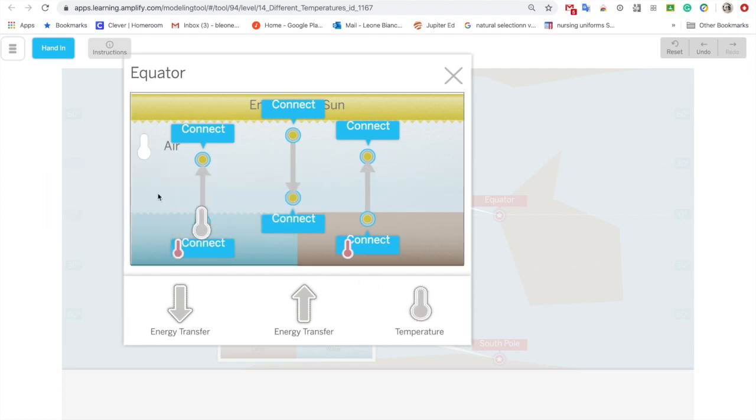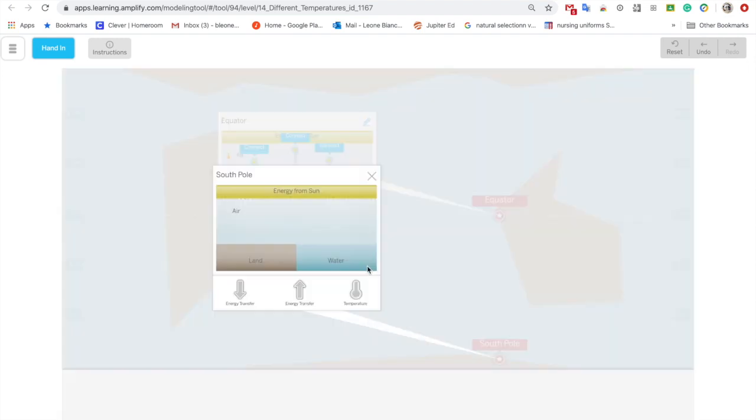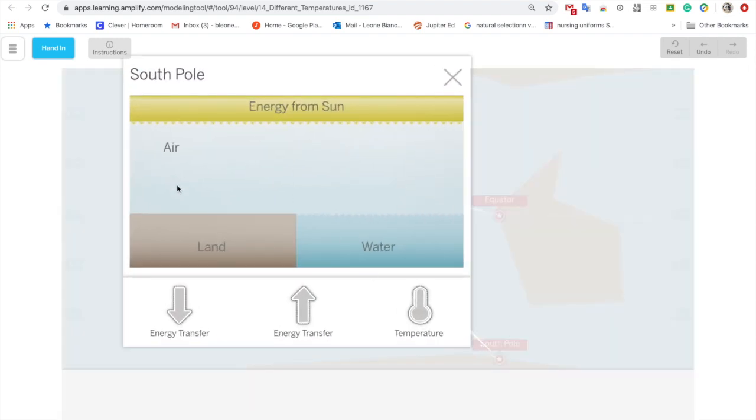And likeliness that this is going to be pretty warm. Now, you're welcome to pause and do the second one on your own, but if you don't want to, you can copy along with me. Now, this is the South Pole. Remember, the sun is still transferring energy from the sun to the ground.